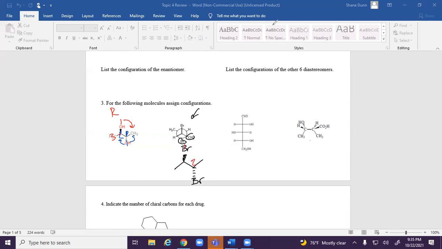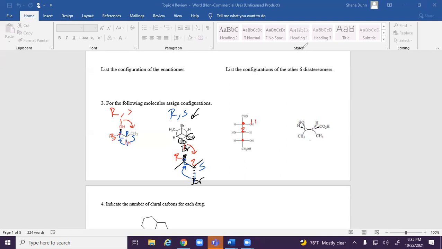One, two, R, one, two, S. So also R, S. This one is R, S, R, S. We have a chiral center here, chiral center here, chiral center here.